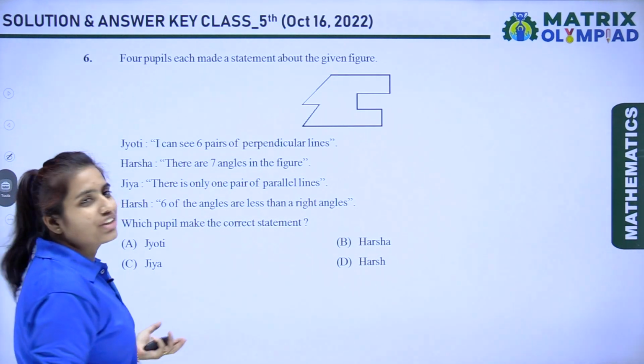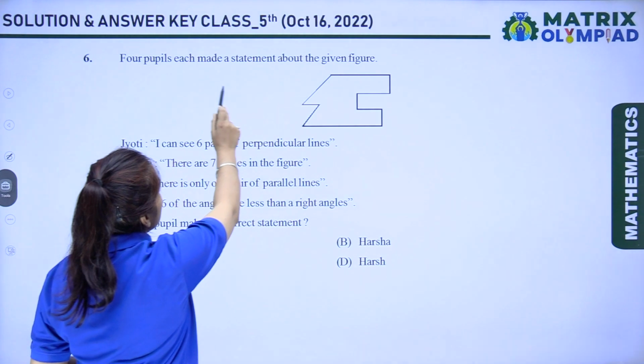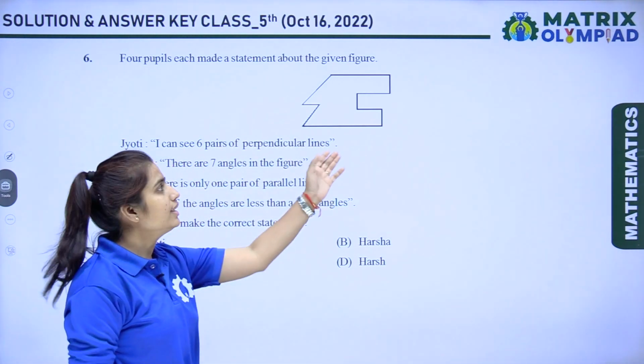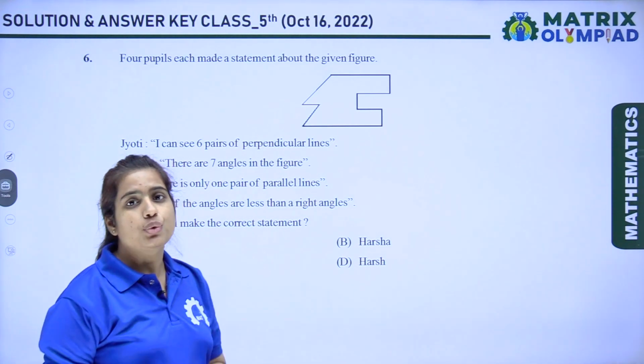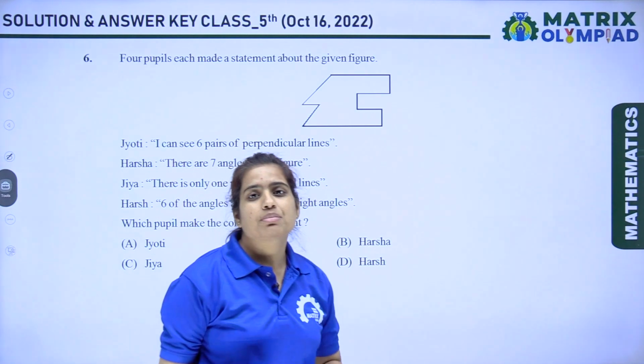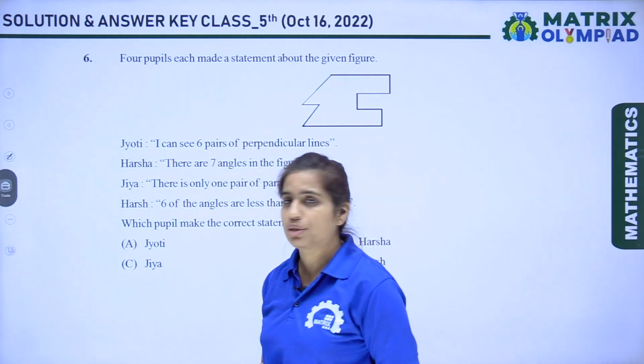Here in the 6th question, we have 4 people who each made a statement about the given figure. Now here you can see that a figure is given in front of you. So according to this figure, 4 people make assumptions. Let's see what these 4 people say.